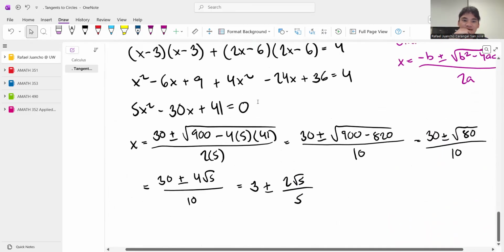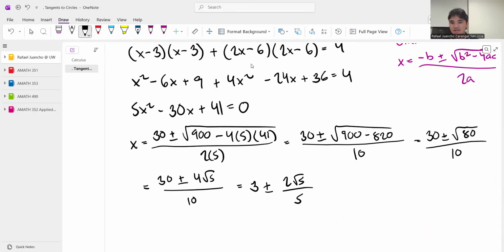Okay, this is a bit tricky. I feel like I messed up the algebra. 5x squared minus 30x. 36 plus 49 is 6. 15. 45 minus 4 is 41. Okay, well then, where did I mess up? 30, 10. Interesting. I don't know where I messed up.